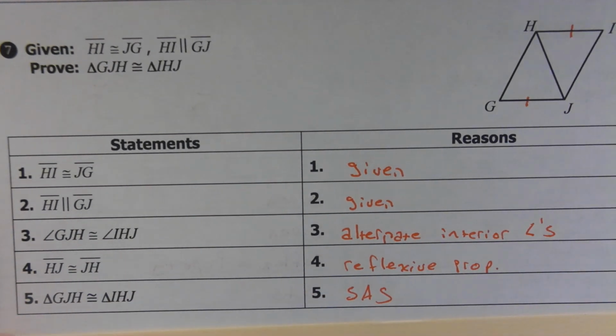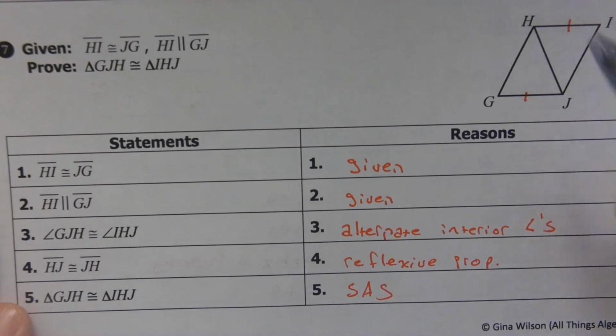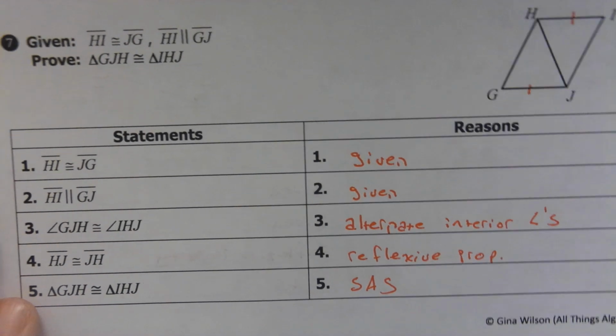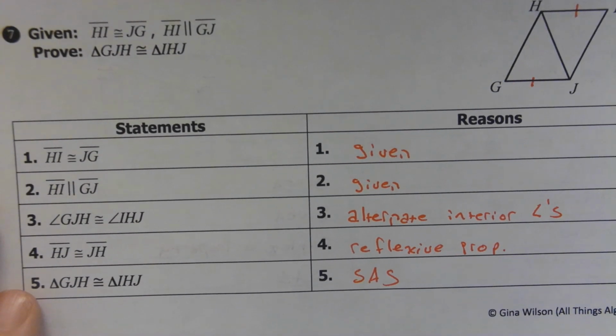And then side, angle, side, because we have side, angle, side. Okay. And so that's it. There are other ways to prove triangles, but those are the two we're going to focus on today.